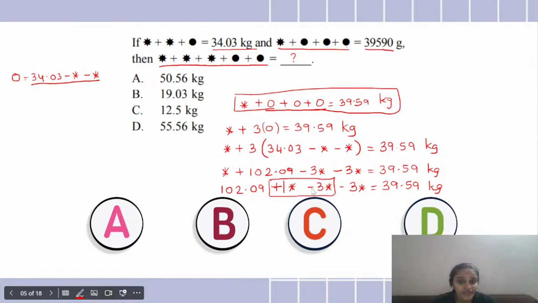So in that case, if I have a different sign, what do I write? I will subtract them, right? I will subtract them and put the sign of the greater number. So my greater number is 3. So I am going to write here minus. And 3 minus 1 will give me 2 star. So minus 2 star and minus 3 star. Okay. Which gives me 39.59 kg. Okay. So which remains the same as it is.